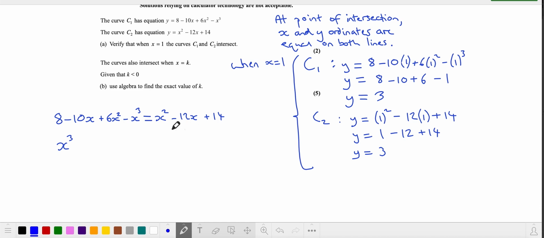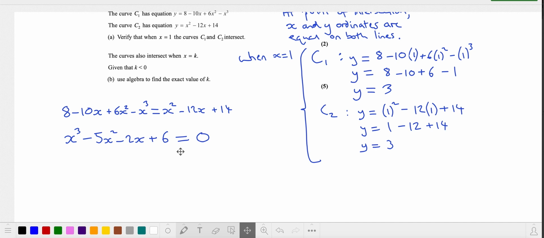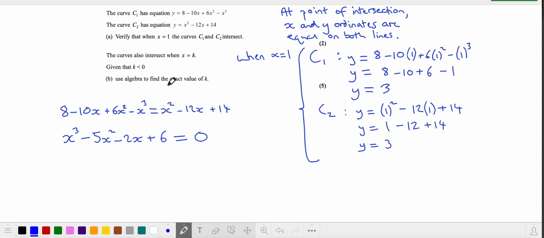Take 6x squared away from 1x squared, gives me minus 5x squared. My x terms, I'm going to be adding 10x on to minus 12x, giving me minus 2x. And my constant term, I'm going to be taking 8 away from 14, giving me 6. And I've got nothing left on the other side, 0. So I get a cubic equation. I already know there's a point of intersection when x equals 1, which means x equals 1 is a root of this equation.